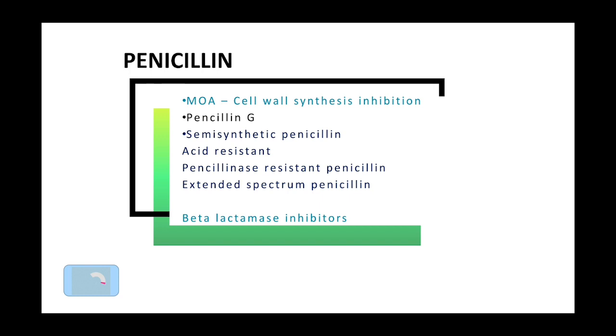Next we have the extended spectrum penicillin. It consists of aminopenicillin and ureidopenicillin. Aminopenicillin consists of ampicillin or amoxicillin. Ureidopenicillin consists of piperacillin. The main difference between amoxicillin and ampicillin is that amoxicillin has slightly greater lipid solubility than ampicillin. This may lead to a slightly greater action of amoxicillin compared to ampicillin.